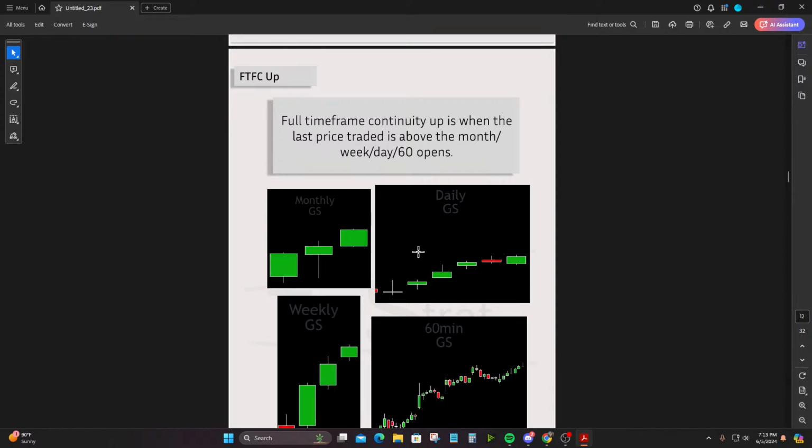So the first thing to note is that time frame continuity is relative to your open. So if you're above the open, trading above, like say the daily open, then the daily candle is green. Therefore, you have a green day. So green continuity. And we consider full time frame continuity to the upside when the 4 major time frames that we use, the month, the week, the day, and the 60, are all trading above their respective opens.